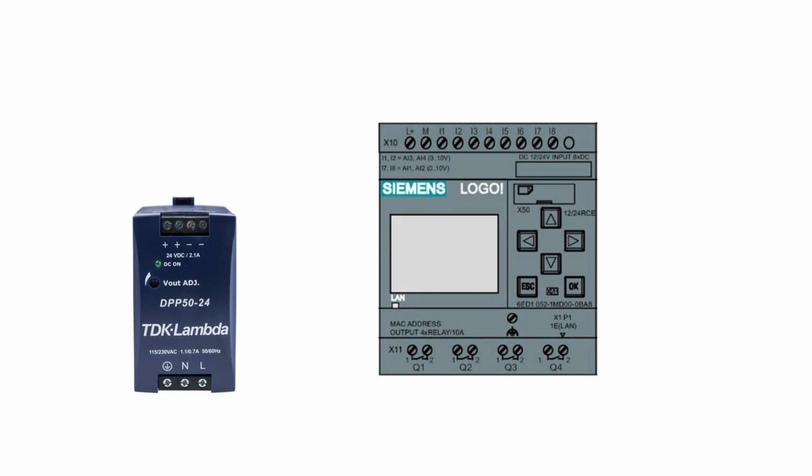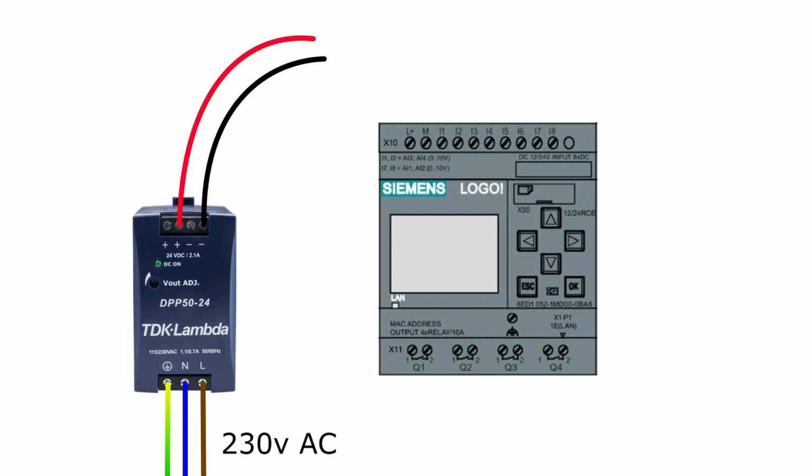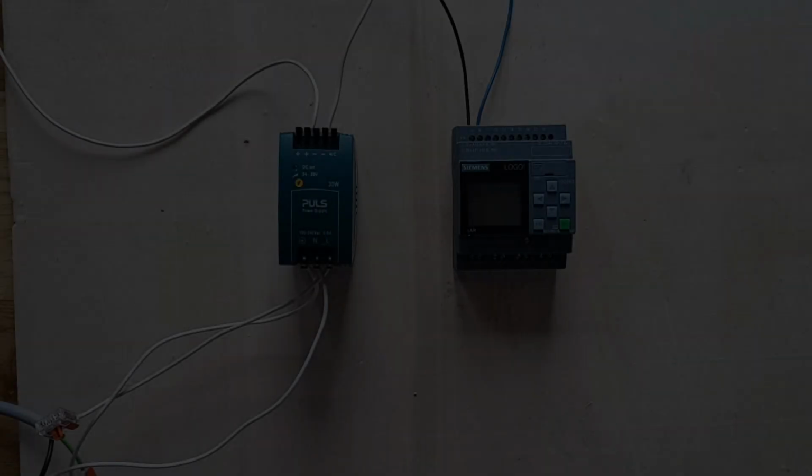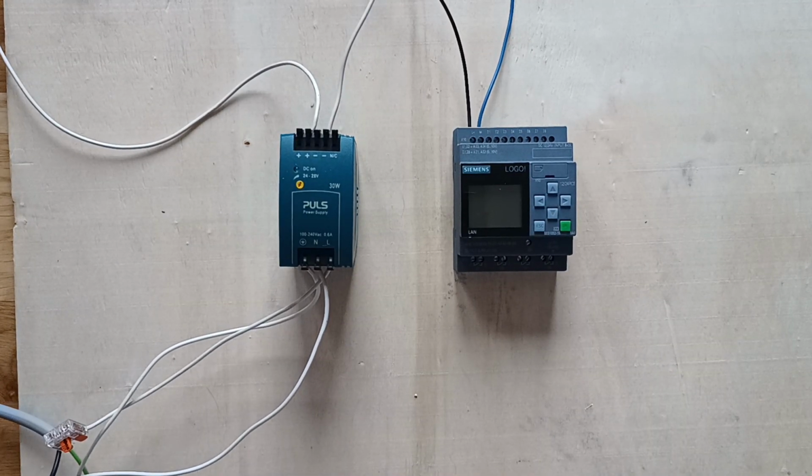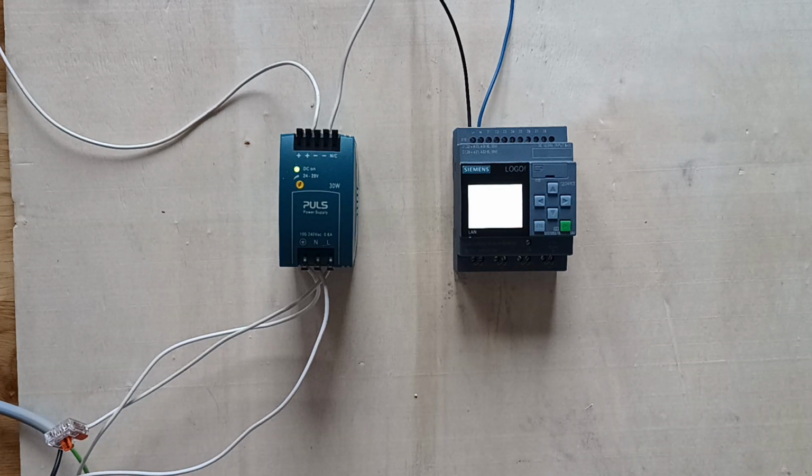I will wire up 230 voltage AC to a power supply. Then from the power supply I will wire 24 voltage DC to the PLC's power input terminal. When we first load the power to the PLC, the screen will light up. Then we know we got the correct power to the PLC.